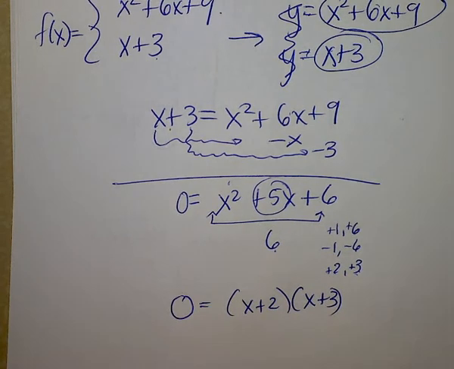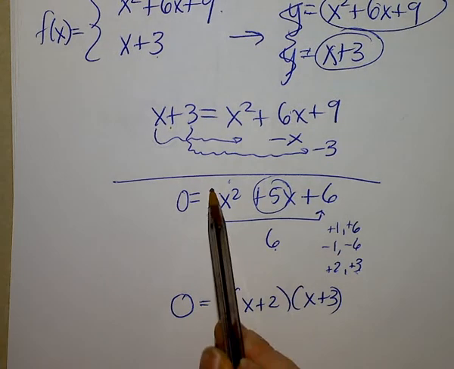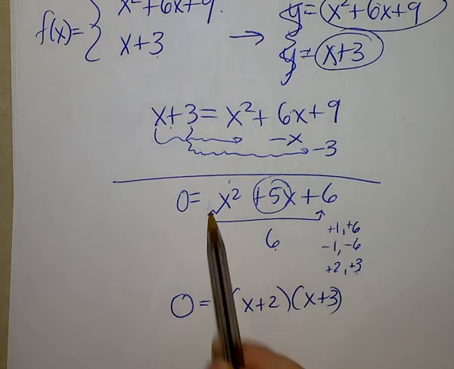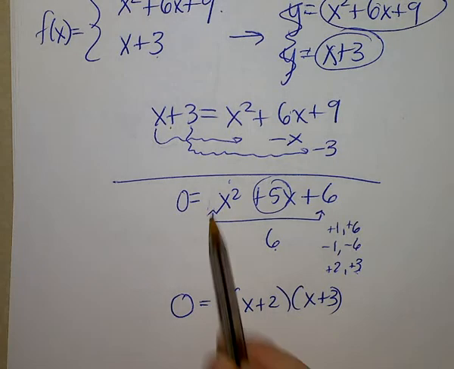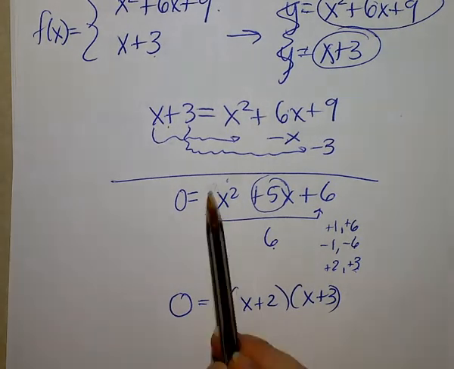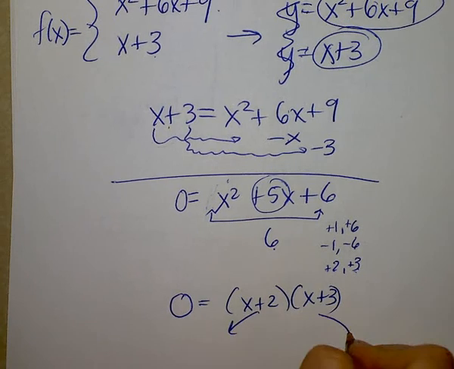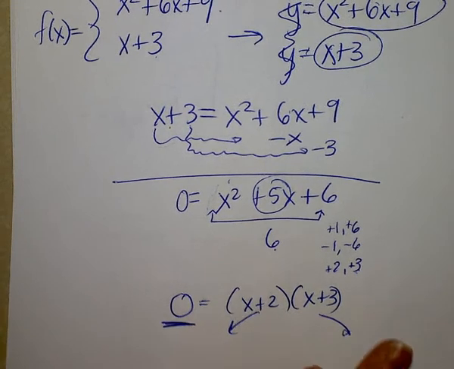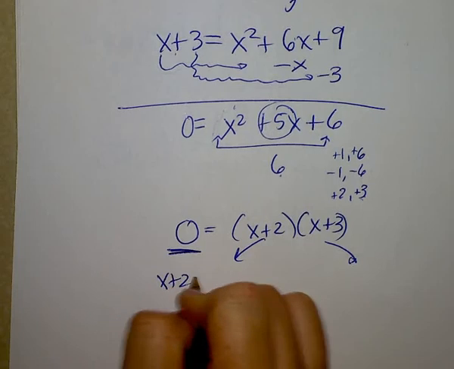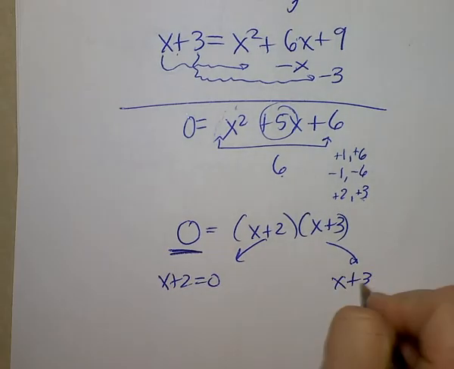For this problem, notice that the number in front was a 1. So when this number is a 1, I don't have to divide to do bottoms up. Now I'm going to take each one of these and I'm going to set it equal to 0. X plus 2 equals 0. X plus 3 equals 0.